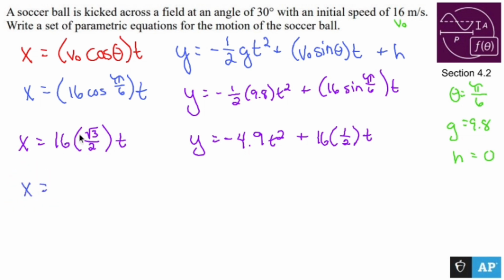So cleaning this up, and probably the last thing we're going to have to do for both of these. 16 over 2 is 8, so we get x equals 8 root 3 t. y is going to equal negative 4.9 t squared, and half of 16 is 8, so plus 8t. These are not the most pleasant problems in the world. I can't imagine having to memorize this information for a test, but that's what you use, and just keep in mind that you use 32 if we're talking about feet.